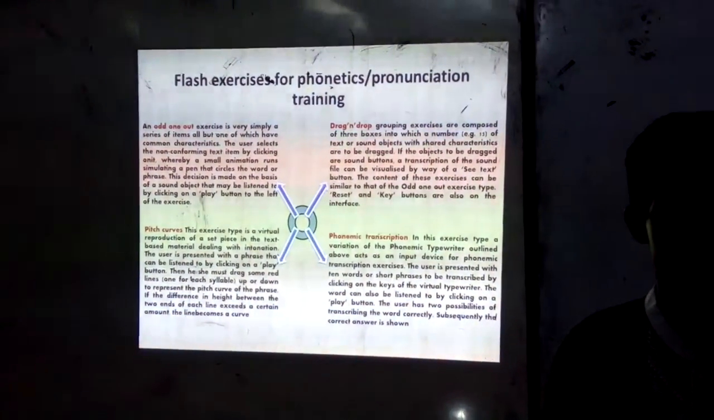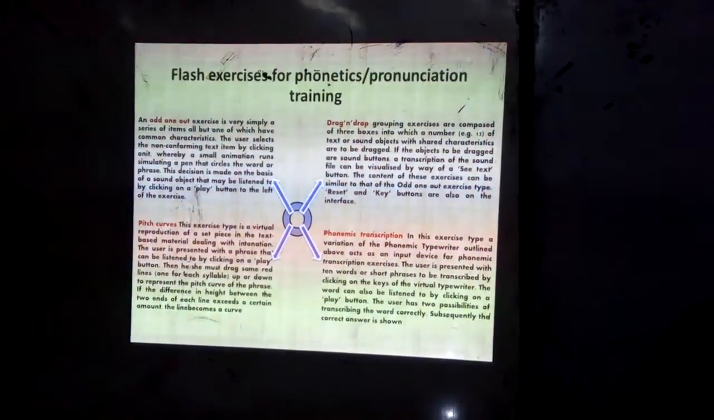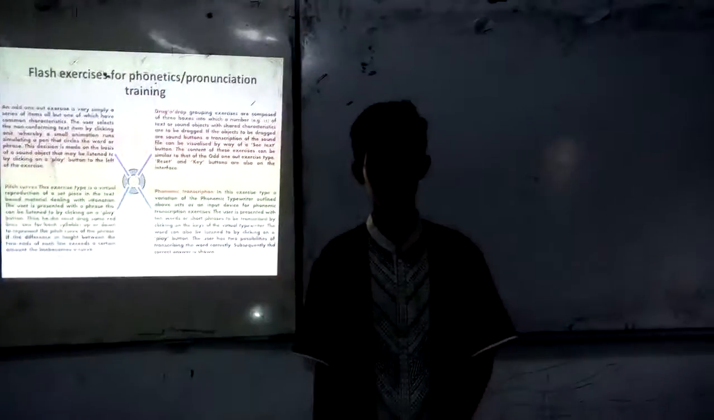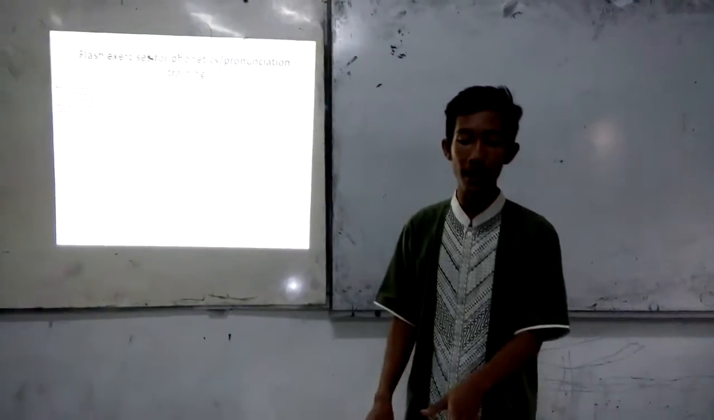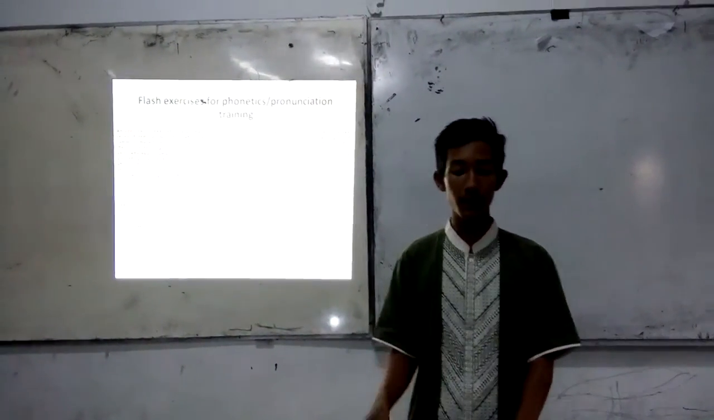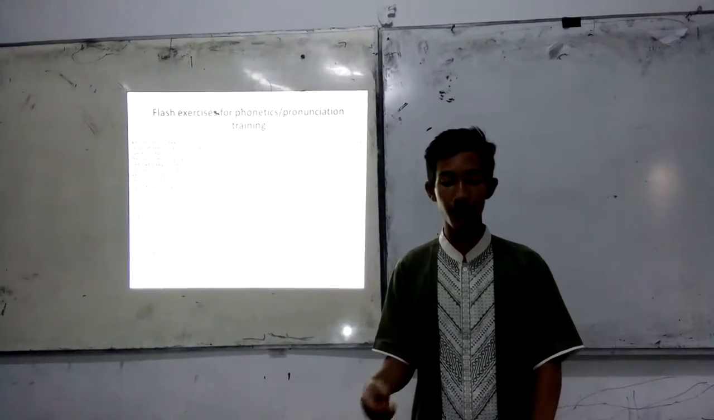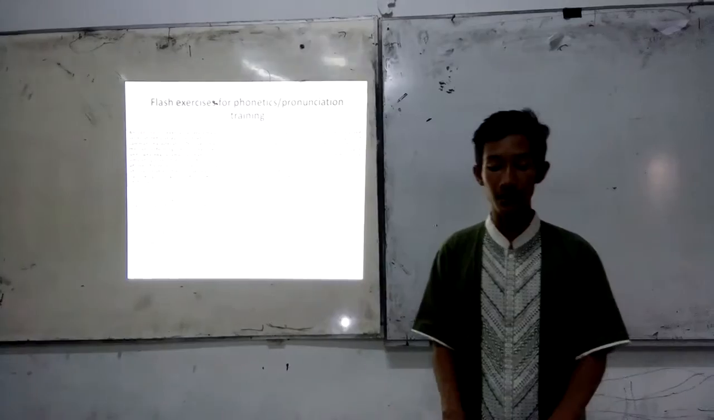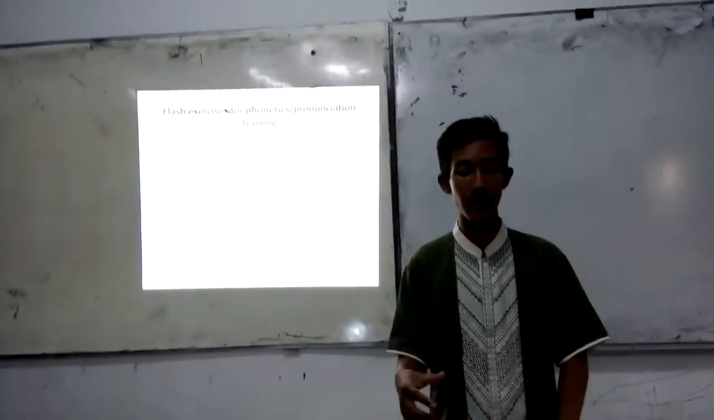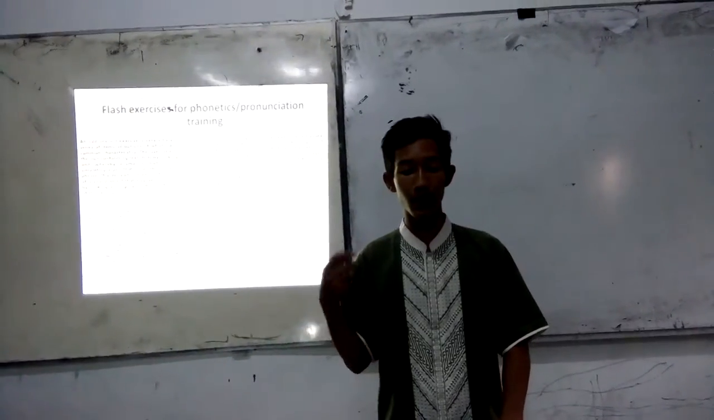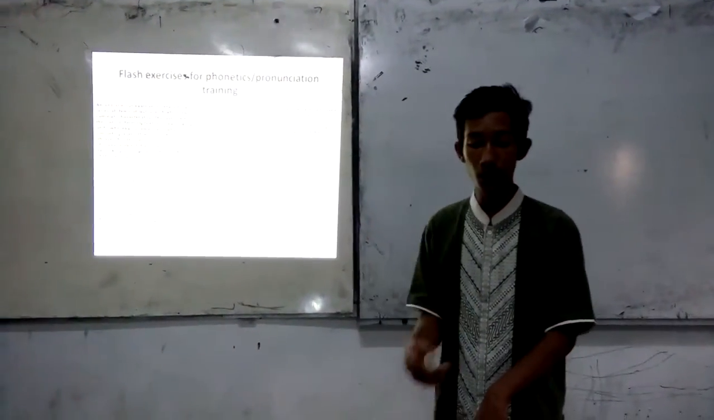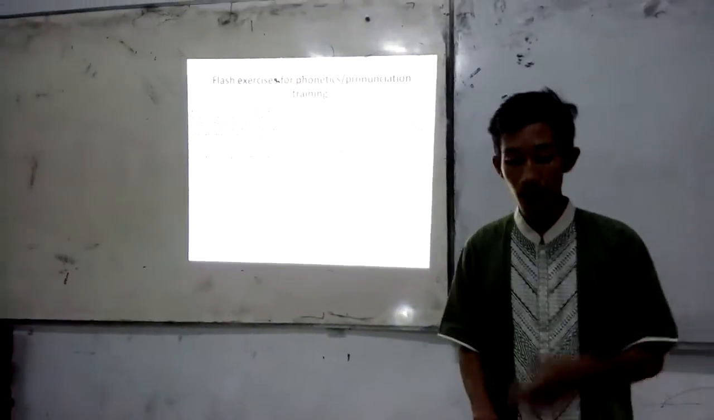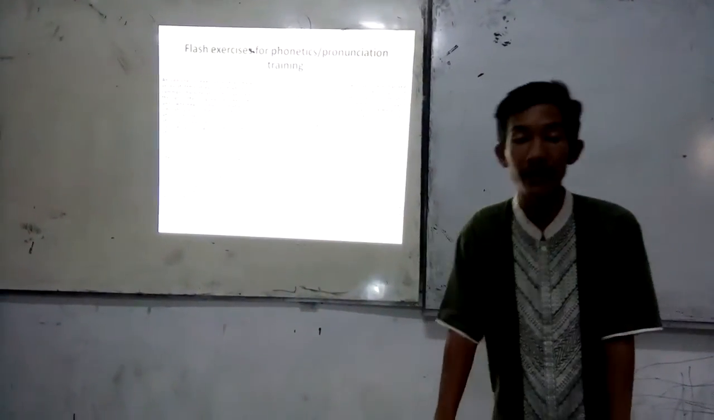Flash exercises for phonetics or pronunciation training: the first is odd one out. The exercise is very simple, a series of items, all but one of which have common characteristics. The user selects the non-conforming text item by clicking on it, whereby a small animation runs, simulating a pen that circles the word or phrase. This decision is made on the basis of a sound object that may be listened to by clicking on a play button to the left of the exercise.